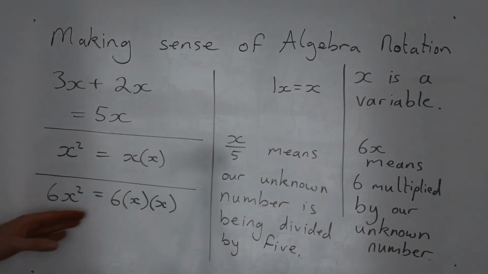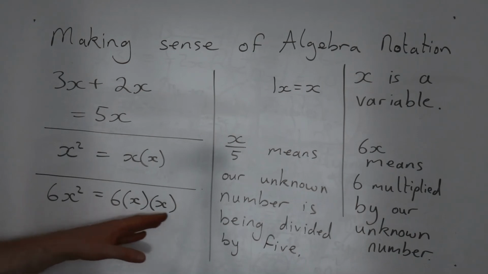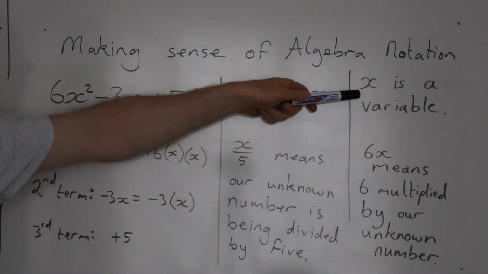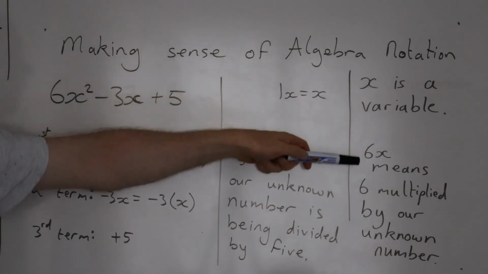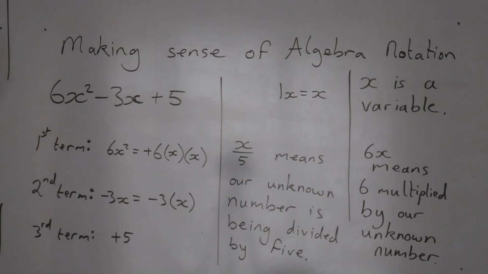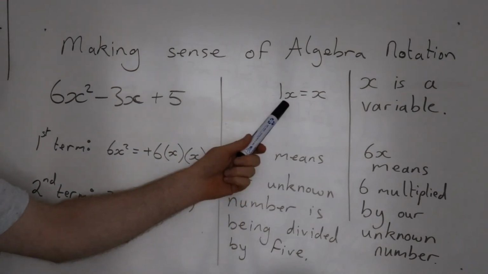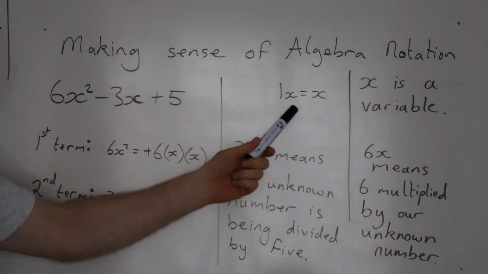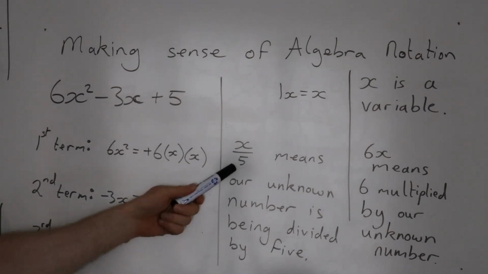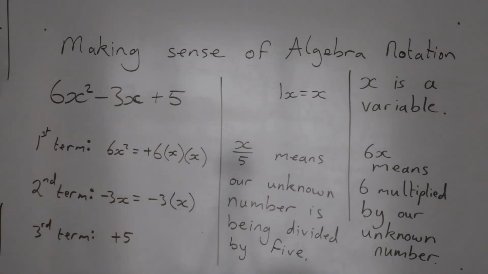6x squared equals 6 times x times x. They're all multiplying. X is a variable or an unknown number. 6x means 6 multiplied by our unknown number. 1x is the same as x, they're both positive. You can also remember that minus x is the same as minus 1x. X over 5, this fraction, means our unknown number is being divided by 5.